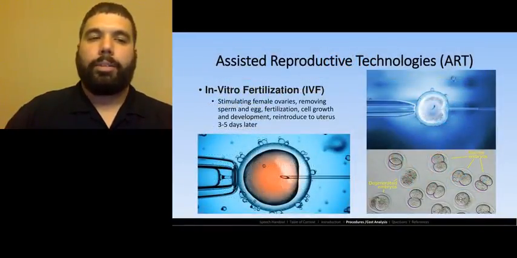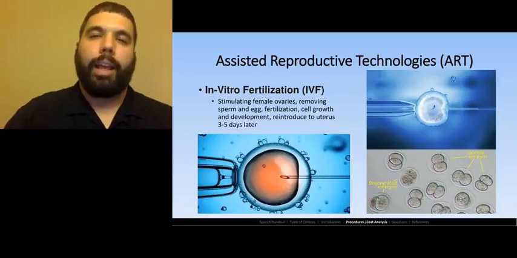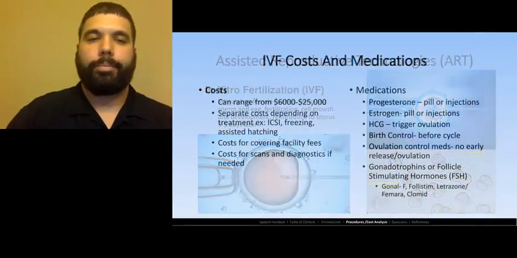Some of the techniques to battle infertility are in vitro fertilization, known as IVF. This is when you stimulate the female ovaries with medications, you retrieve the eggs, you use the sperm, and you fertilize the egg. You wait 3 to 5 days to see how the embryos start growing, and then you reintroduce the embryos to the uterus, hoping for a positive pregnancy.